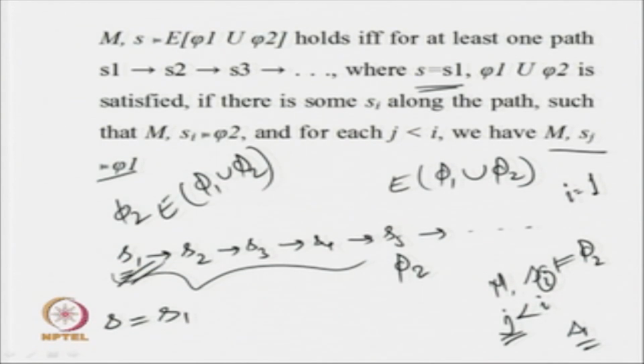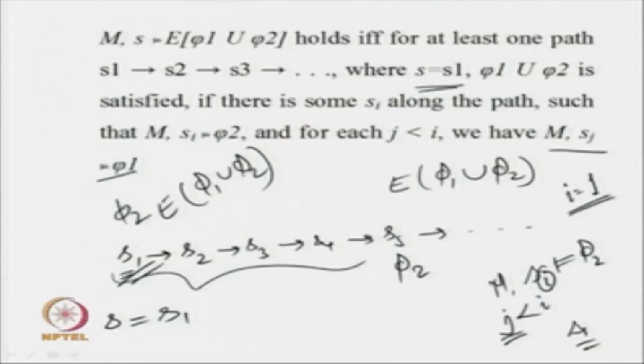That means, if phi 2 holds in a particular state, we will say that E phi 1 until phi 2 holds over there. Similarly, A phi 1 until phi 2 holds in that particular state. This is because of the definition of this semantics. The semantics that we have defined says that the present state is included in the future behavior also. But if we want to exclude the present behavior from the future, then accordingly we have to define the semantics.